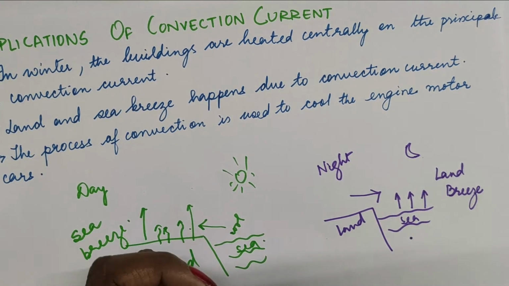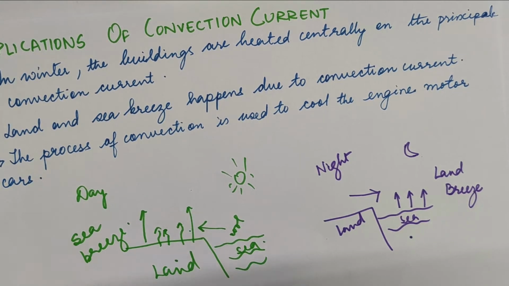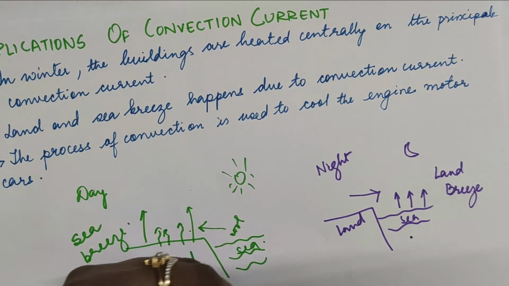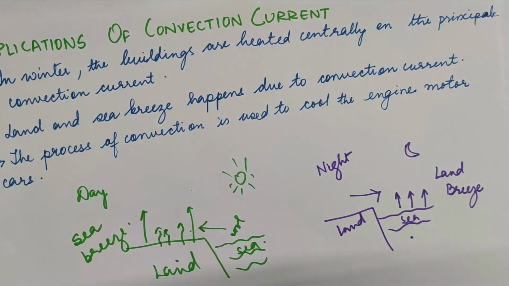Also the monsoons happen because of the convection current, for the same reason: there is a difference between the land and sea temperatures, and the hot air rising above forms the clouds and thus brings rainfall on the land after the summer season.